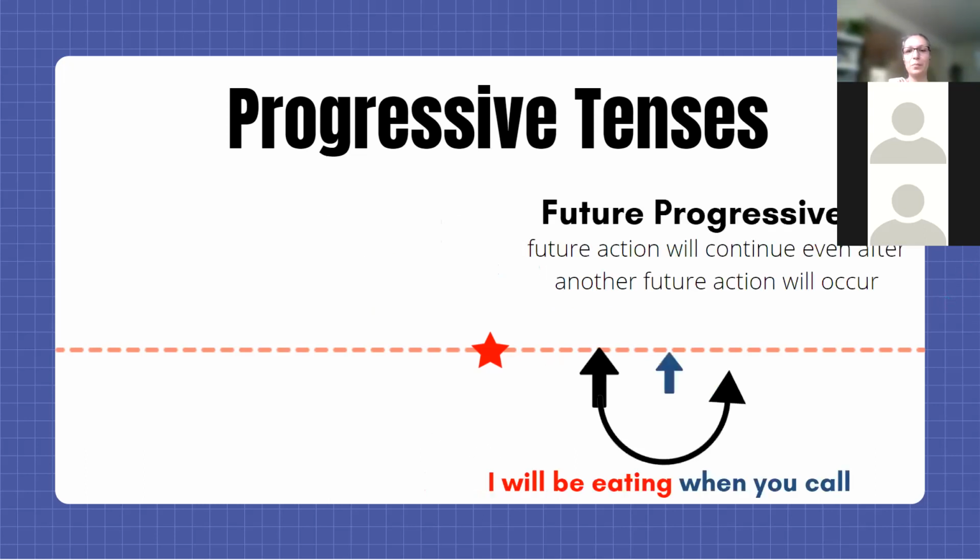All right, future progressive. I will be eating when you call. What this means is that you will be eating, something will happen, and you'll still be eating after that. Same concept as in the past, but now we've moved that into the future. And you can see that it's the form by using will, which is the future form, and the word verb be. In this instance, be is an auxiliary verb.